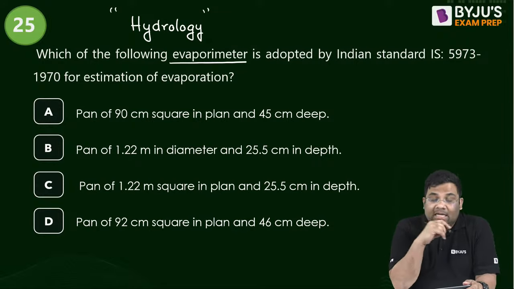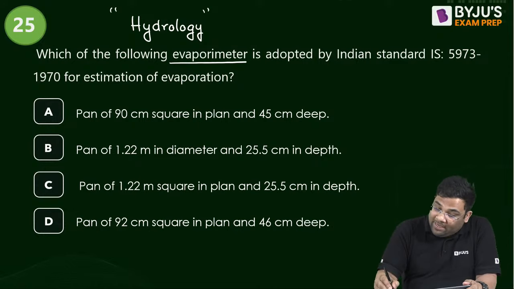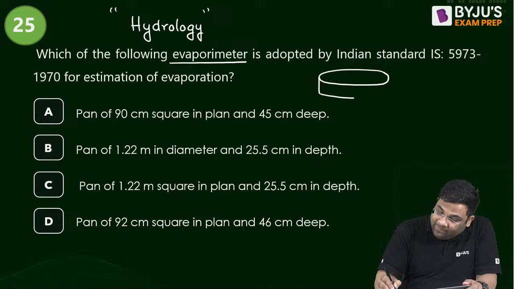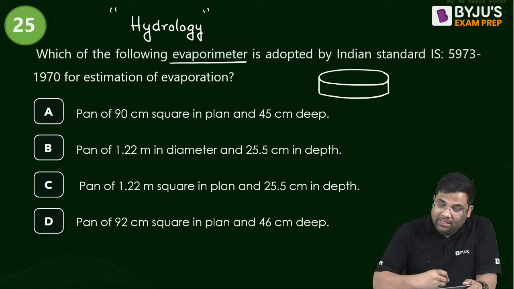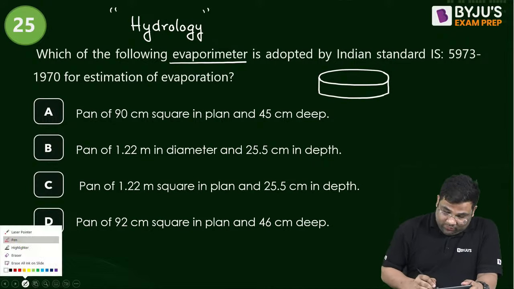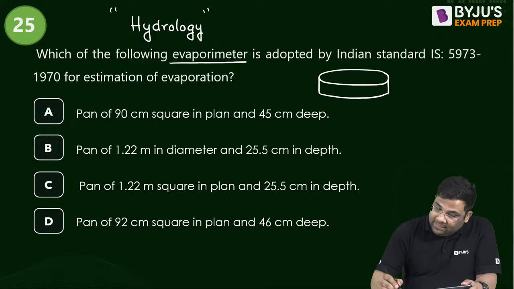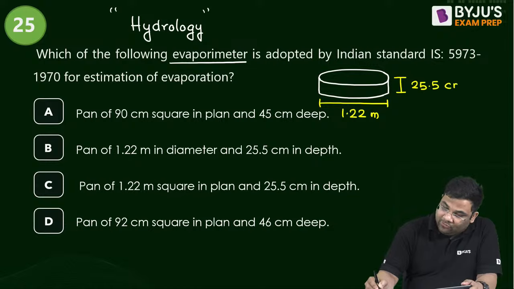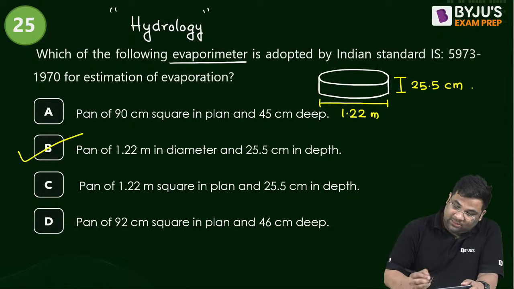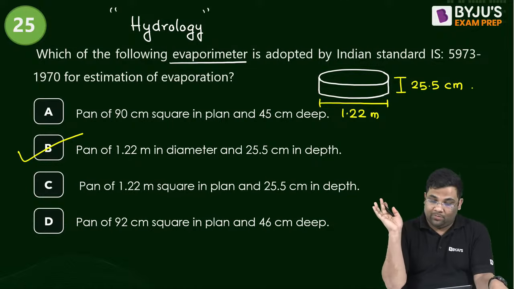For an evaporimeter, okay, what is the pan we use, the standard pan we use? If you see its dimension, this is your diameter 1.22 meter and this depth is how much? 25.5 centimeter. So remember this, okay? This is the value.